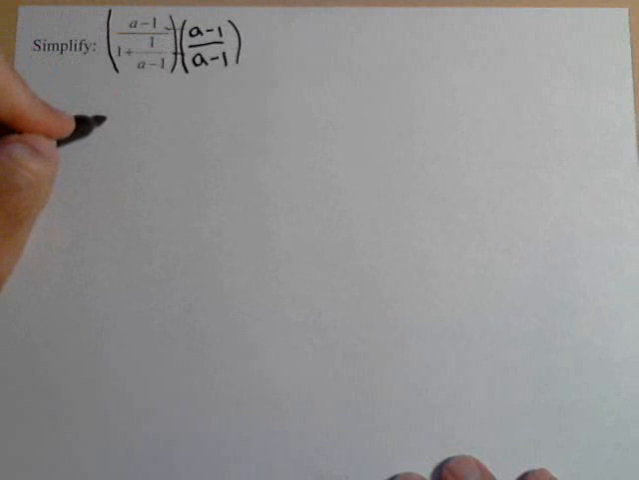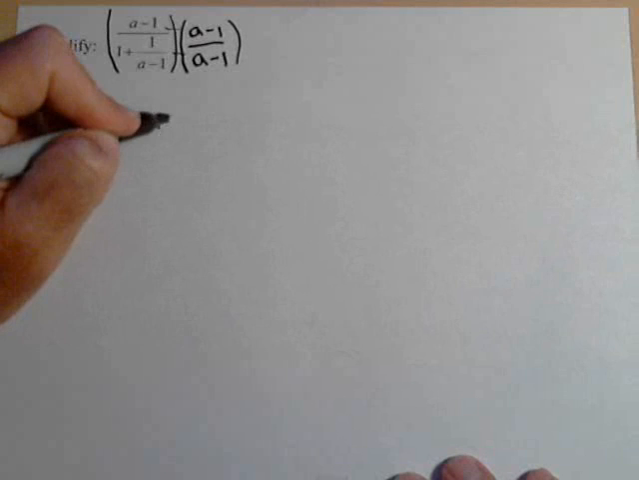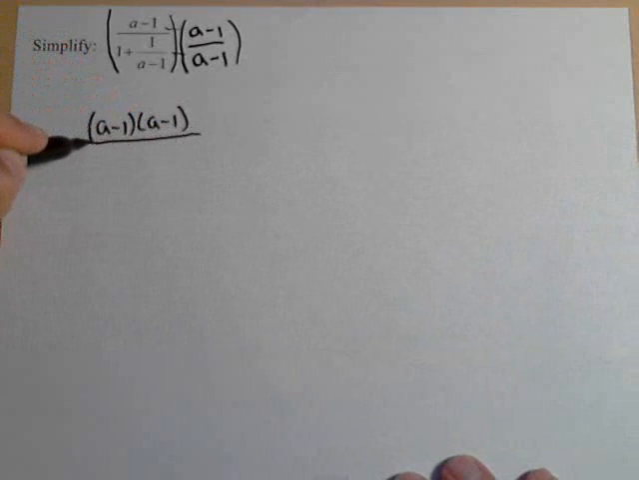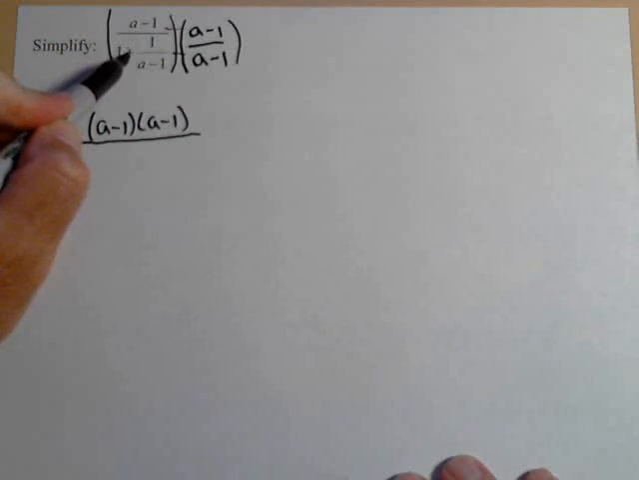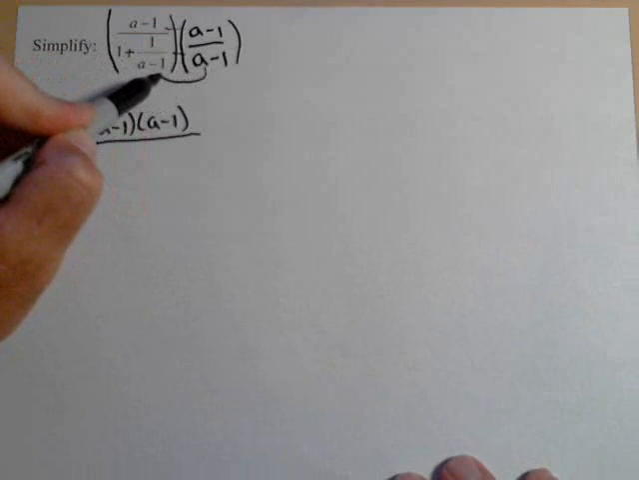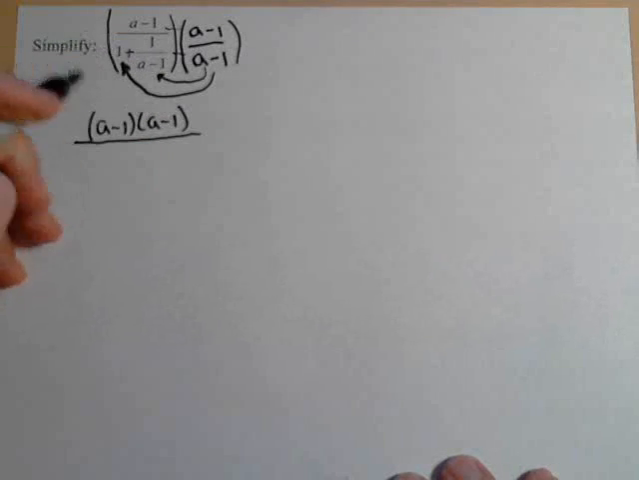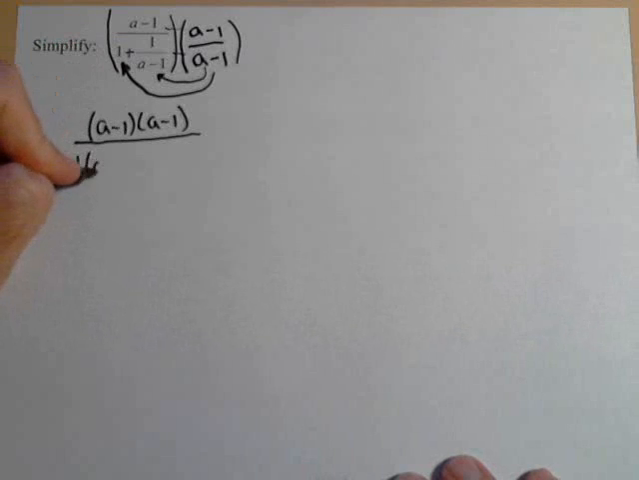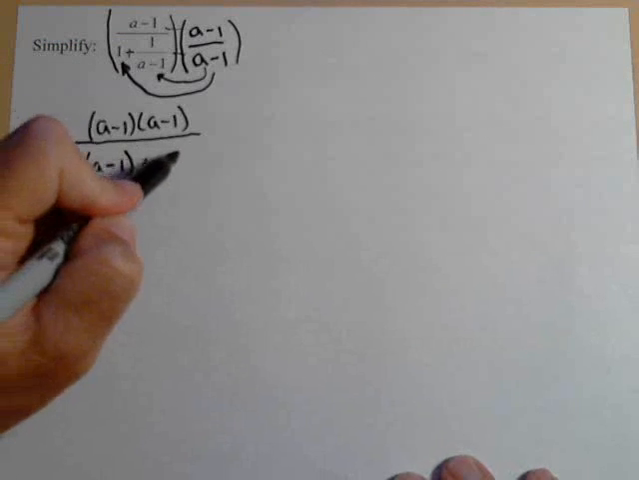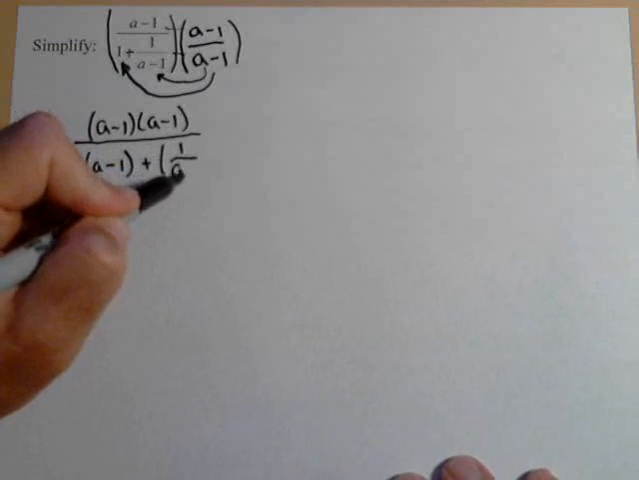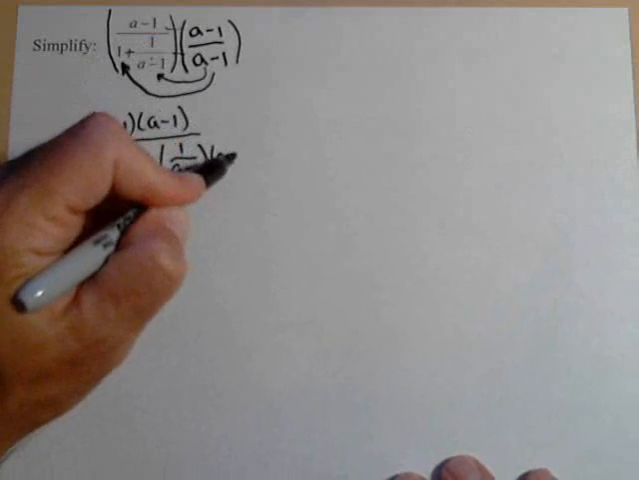And on the top it's not too bad. On the top we're going to end up with a minus 1 times a minus 1, which we'll be able to write as a minus 1 squared in our next step. On the bottom you have to be careful because of this plus. This a minus 1 must be distributed to both of these. So we're going to have a minus 1 times 1. So 1 times a minus 1 plus, now here we have the 1 over a minus 1 from the original problem times another a minus 1.